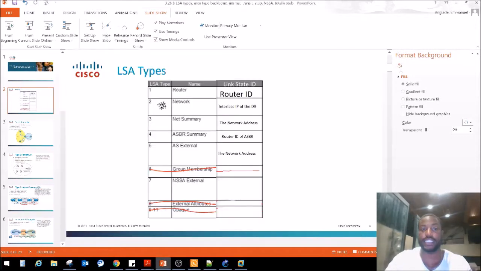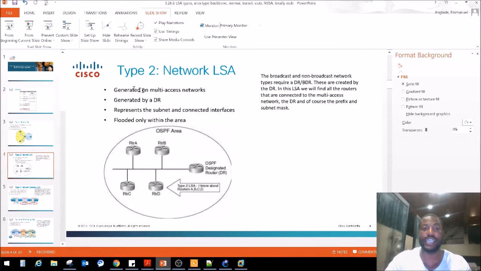Moving on to type 2. Again, it's a network LSA. The link state ID is the interface IP of the designated router. So let's take a look at type 2 LSA. It's generated on multi-access networks, generated by the DR, represents the subnet and connected interfaces, and flooded within the area.